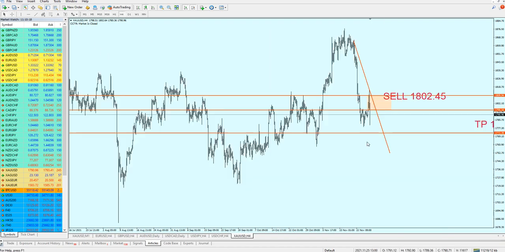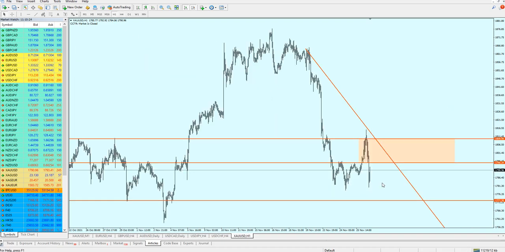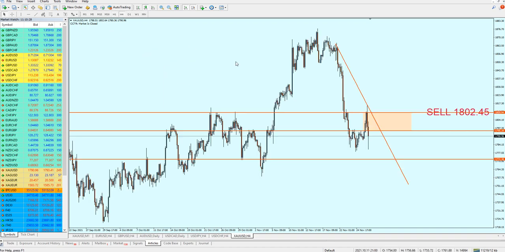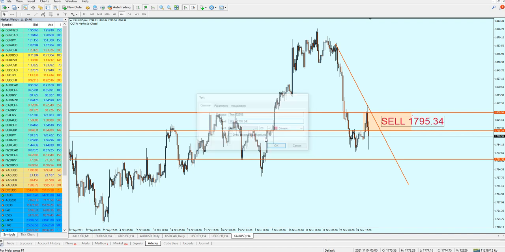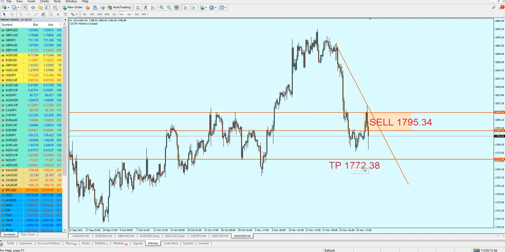Go to the 4-hour time frame. Yeah. How come I didn't see this before? Yeah. Now it makes a lot more sense. And since we are below 1800, we can keep the order at 1795.34, and the take profit level will be 1772.38. Okay.